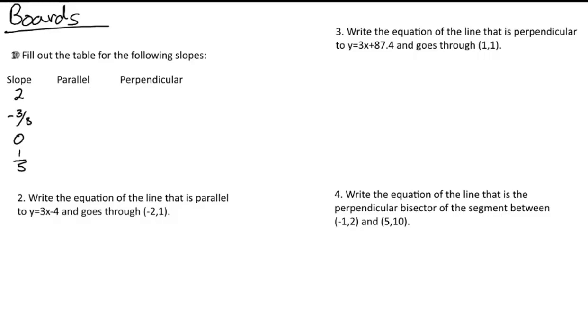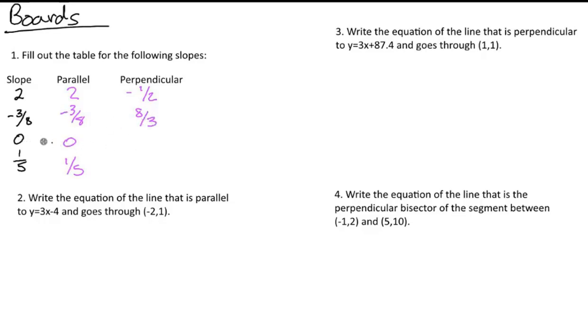Welcome back. Number 1, slope. Here are some slopes, parallel and perpendicular to that. Well, the parallel, that's easy. I'm going to do them all at the same time. The parallel slopes are exactly the same as the originals. Parallel means the same steepness. Perpendicular, however, is the negative reciprocal, which turned it to a positive.